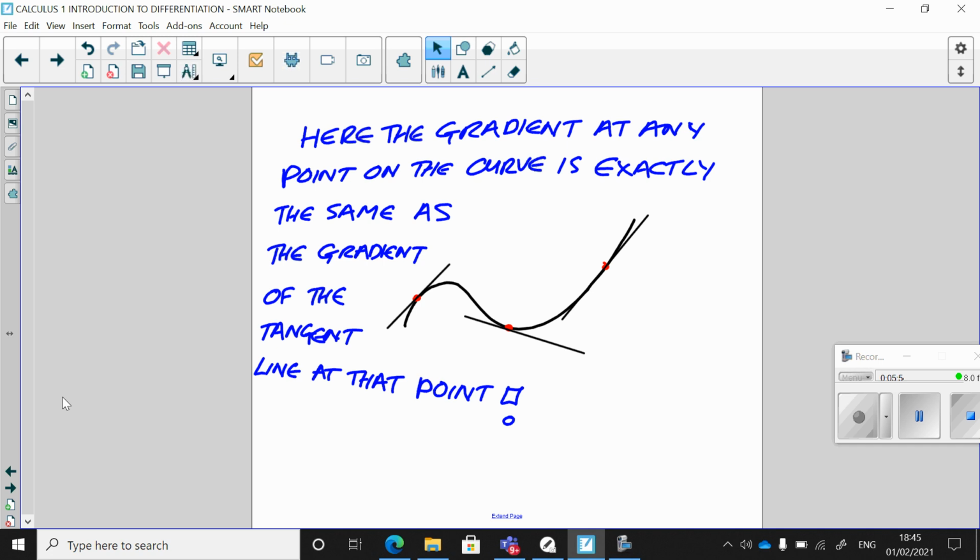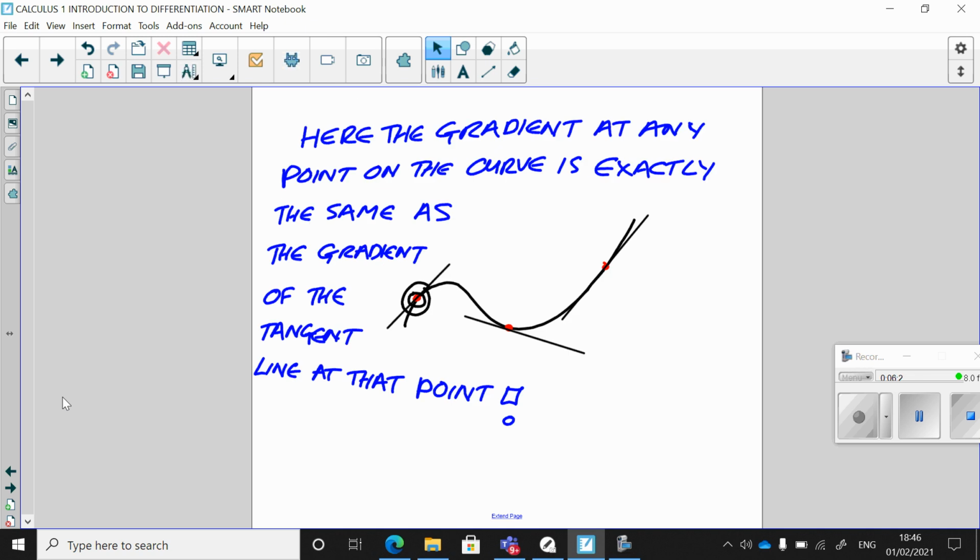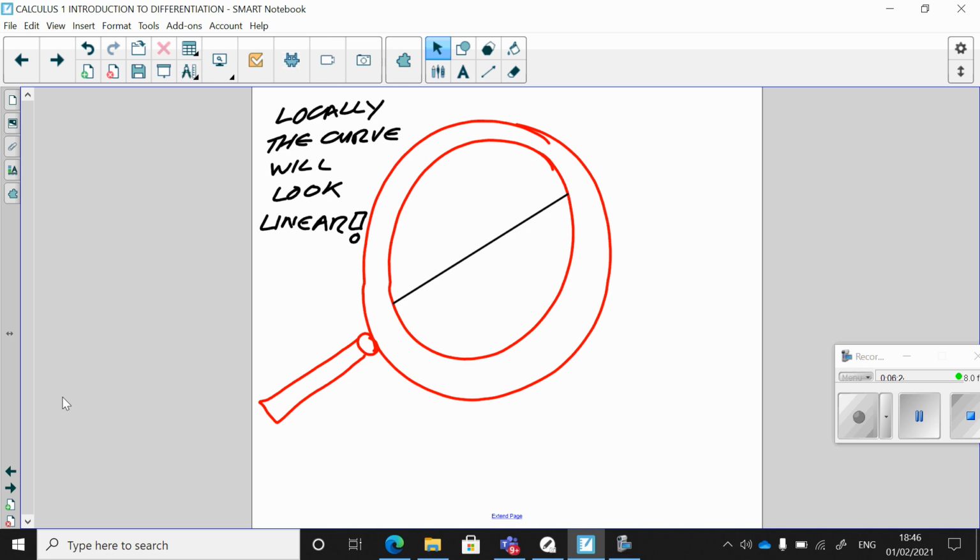But unlike a constant straight line, it seems like at the selected points on the curve, the gradients of the tangent lines look a little bit different. So we could select one and maybe zoom in here. When we zoom in, the curve seems to look as if it's kind of straight. It looks like the curve and the line are very, very similar, almost straight.